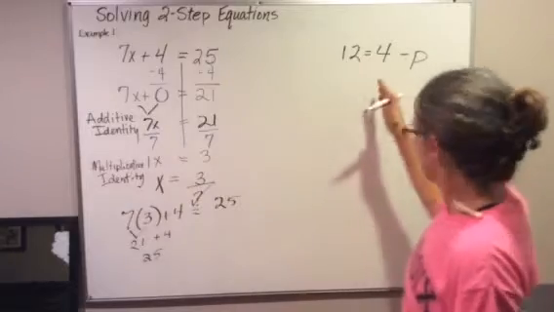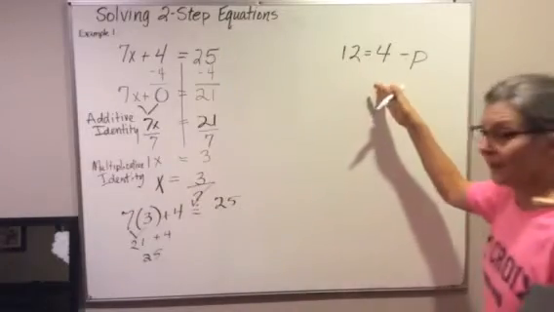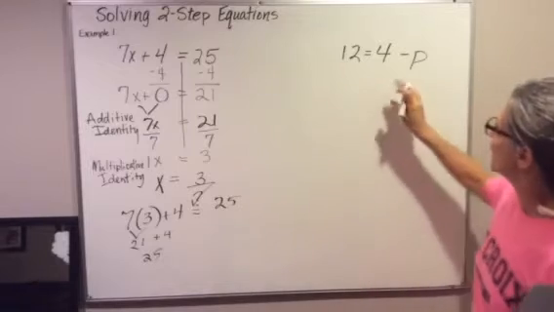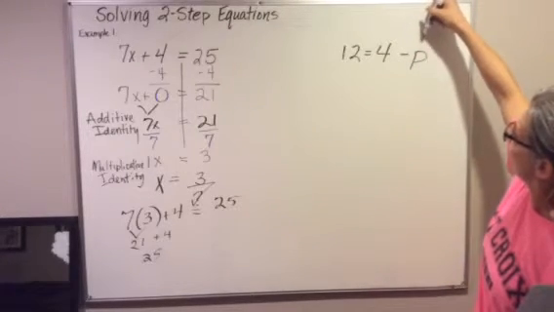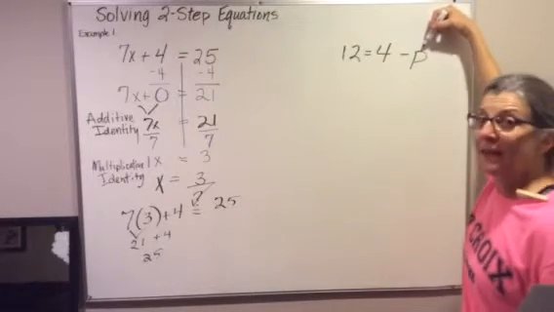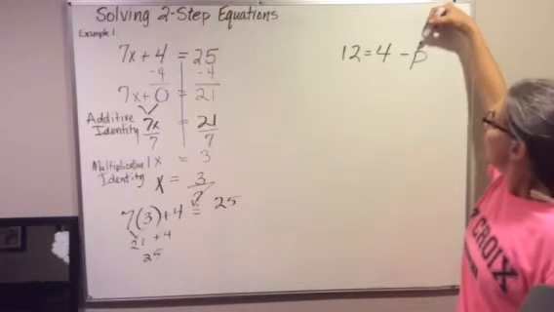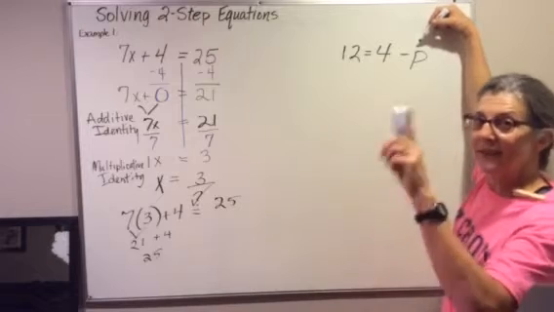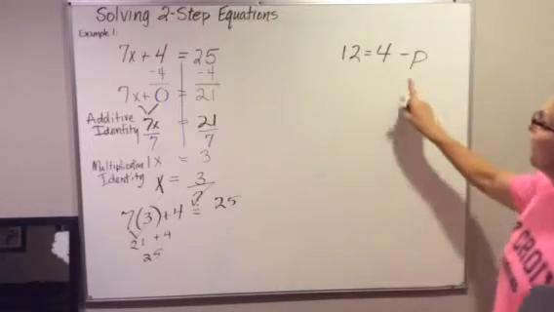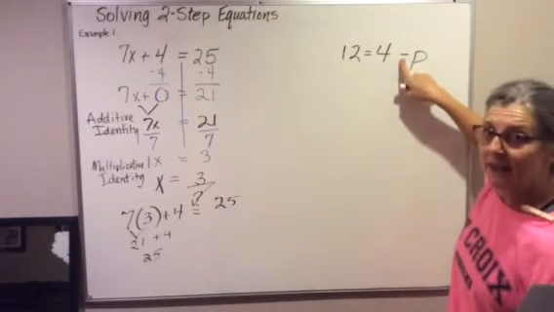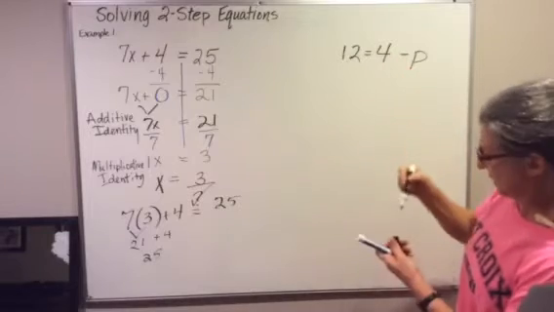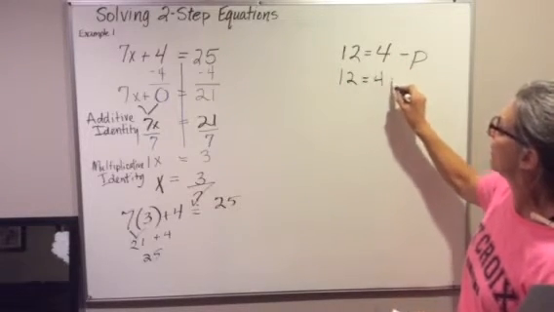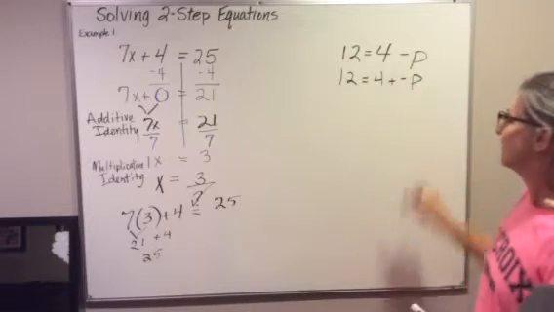So now let's look at, excuse me, Annie, and I'll introduce you to Annie in a few minutes. Okay, so now I've got my variable on the right side and I'm trying to get P alone. So this doesn't look like a two-step equation, does it? But really it is. Because remember, when we subtract, that's like adding the opposite. Okay, so we're going to change that to 12 equals 4 plus negative P.